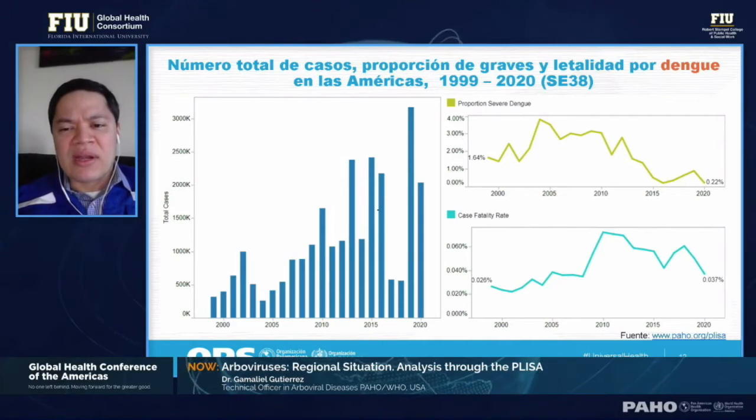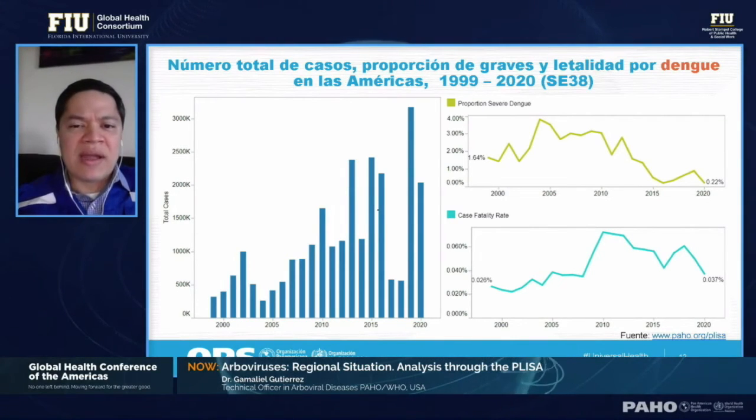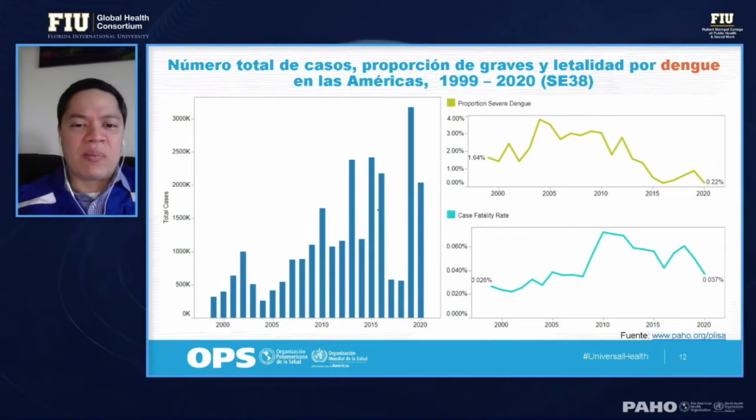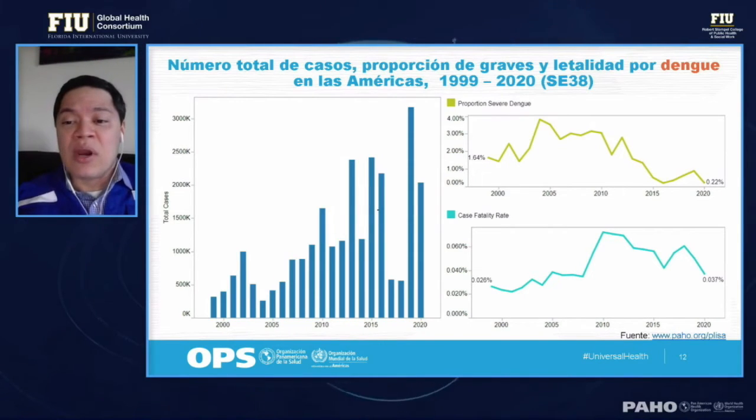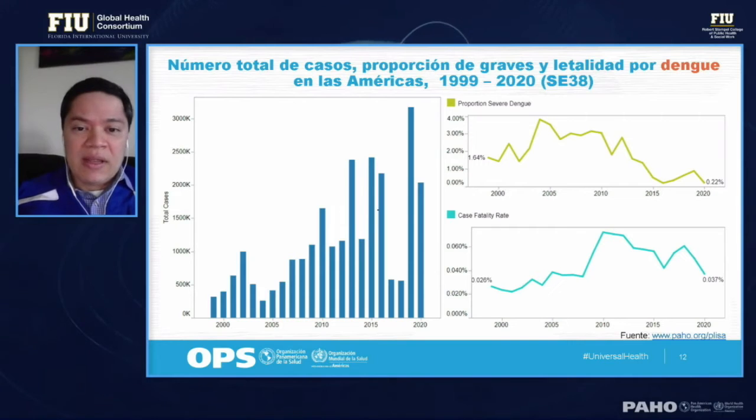This slide that I'm showing here summarizes the information. We will focus on three main indicators. We will speak of the number of cases shown in the bar graph to the left, and we will also focus on the severity of dengue cases as well as deaths caused by dengue.